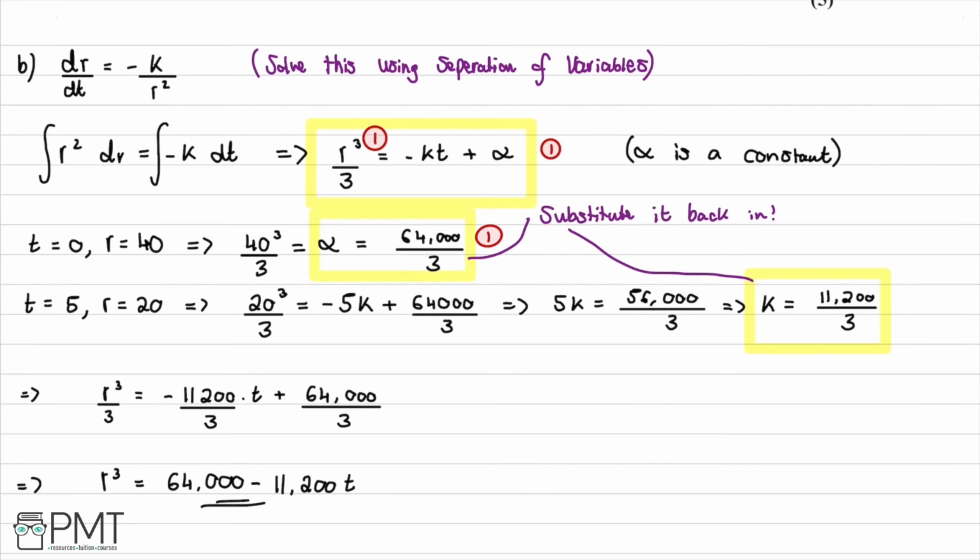And then after this, we receive our fourth mark for working out the value of k. That was at that point here. And then we receive our fifth and final mark for concluding with the correct answer, which was r cubed is equal to 64,000 minus 11,200 t.